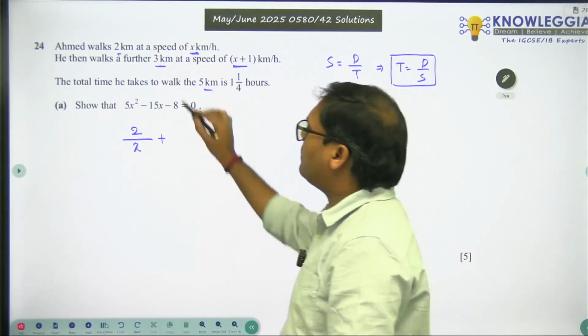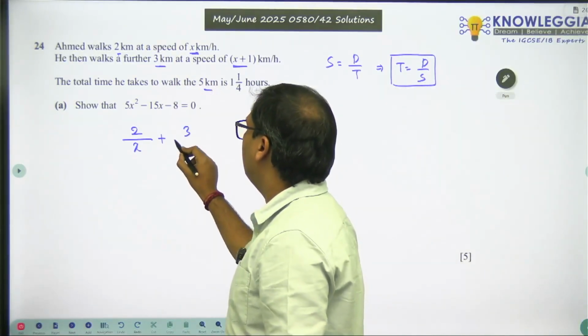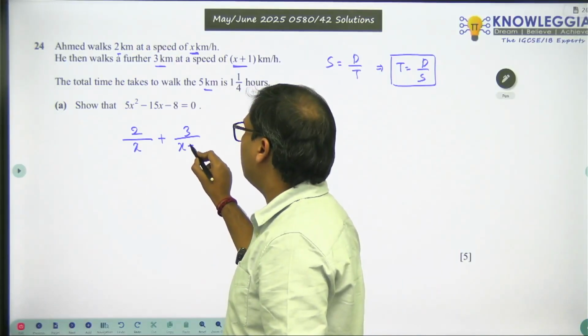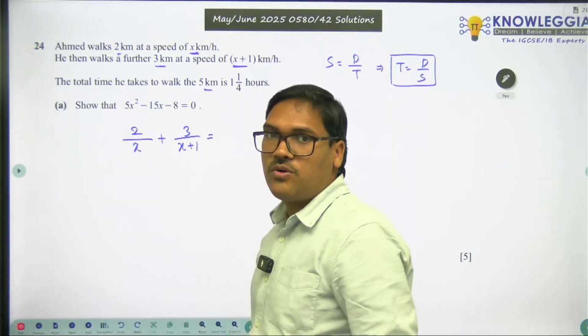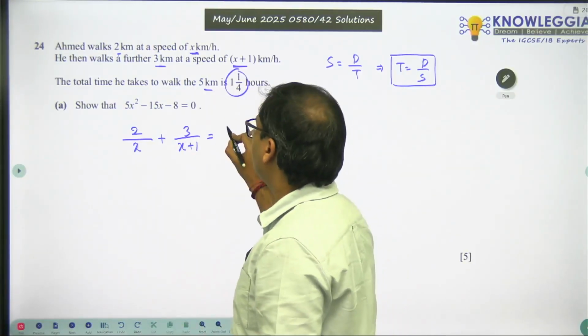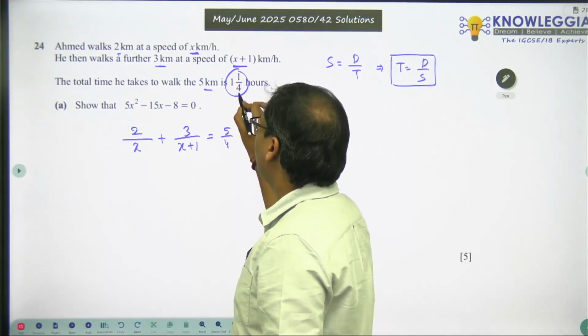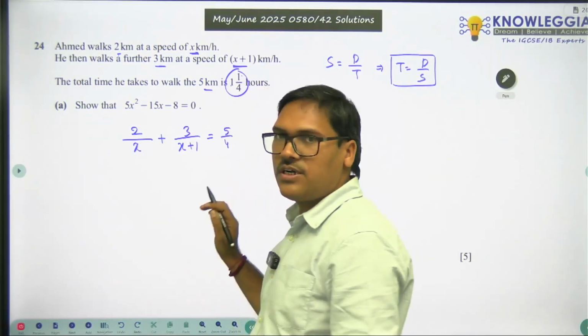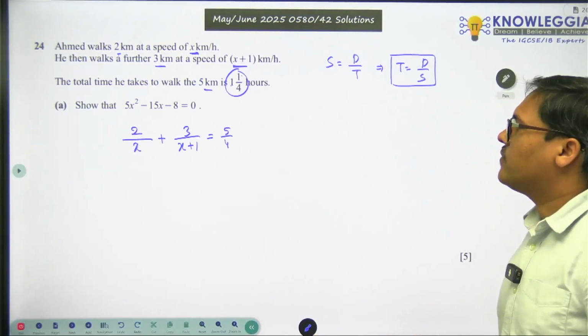What is the time taken for 3 kilometers? So this is 3 divided by the speed, which is x plus 1. And this should be equal to the total time taken. What is the total time taken? You can say this is 5 upon 4, that is 1 and 1 by 4, converting into fractions. So this is 5 by 4.